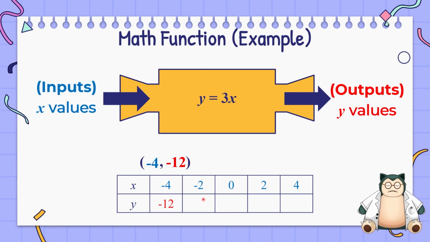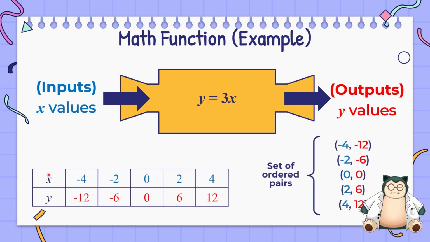Right? Now, let's think about it. What happens if I input the value of -2? Okay, so we take the value of -2, we substitute it into our x over here. 3 times -2, what does that give you? -6. Agree? You can do it for the following values as well. 0 times 3 gives you 0, 2 times 3 gives you 6, 4 times 3 gives you 12. And that is how we are able to fill up the entire table with the respective input values as well as the output values. Is it clear so far?